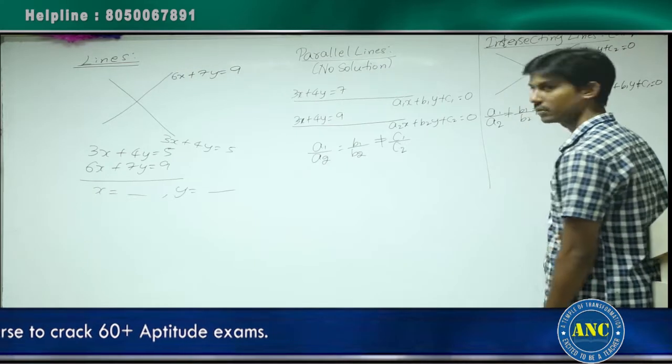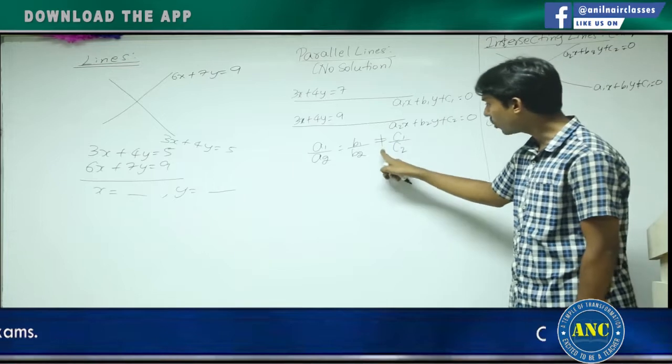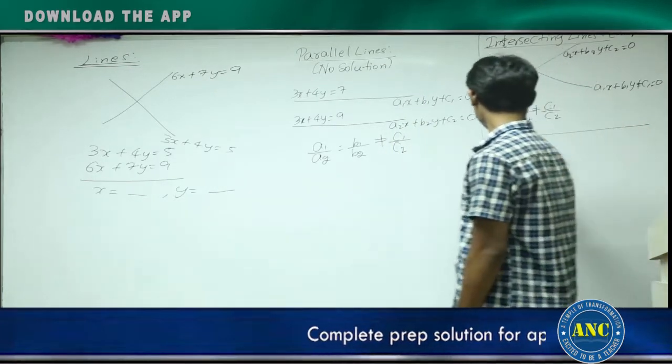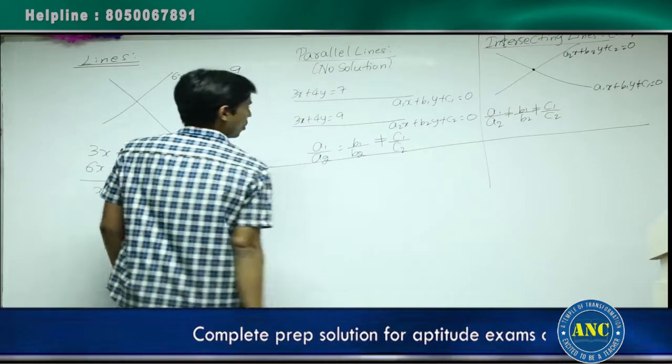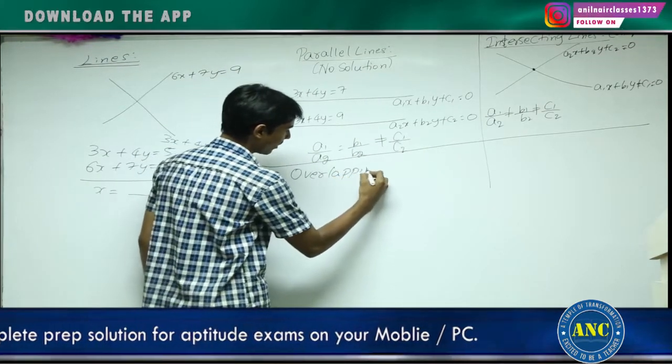Right? So, for intersection, that c1, c2? No. If it is not equal to c1 by c2, it is parallel. What you are talking about is overlapping lines. That is my next one. See here. Overlapping lines.